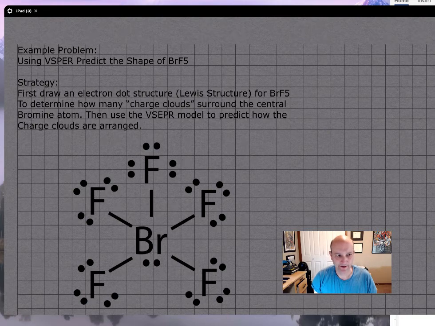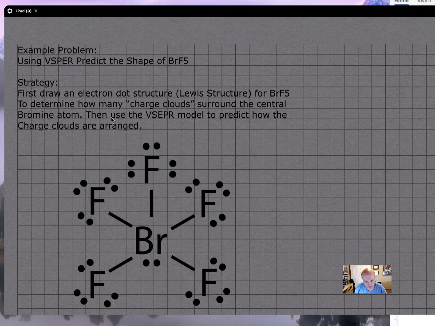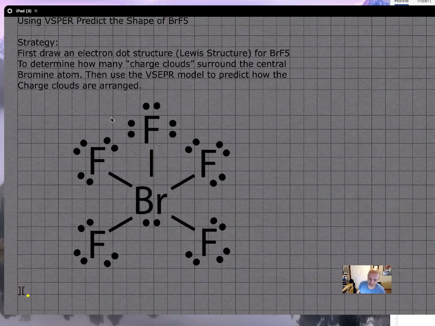So the example is using VSEPR, valence shell electron pair repulsion. Predict the shape of bromine pentafluoride. So here's what we do. First thing we do is we draw an electron dot structure of this compound, and there's tons of videos on that, or I can show you how to do it too.